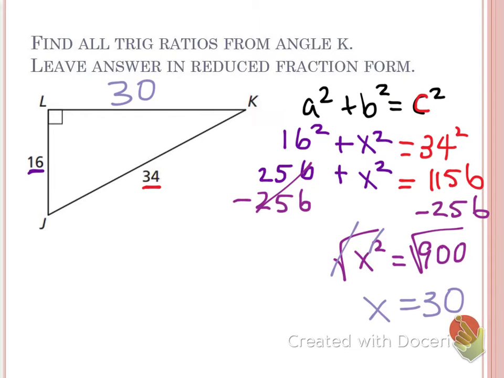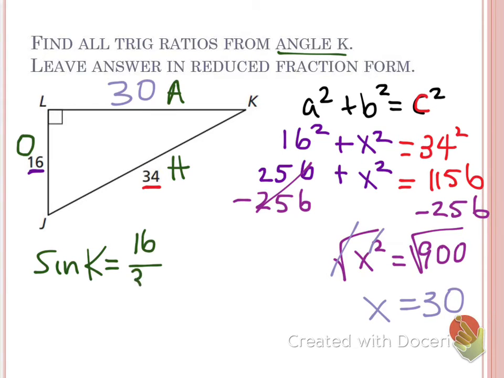Alright, so we want to find the trig ratios from angle K. What is the first trig ratio? Sine. Sine from K will be opposite over hypotenuse. We forgot to label our sides. Which of these is the hypotenuse? And which of these is opposite? And then that means 30 is adjacent. So in SOHCAHTOA, sine is SOH. They're both even. We want to reduce. So this reduces to 8 over 17.